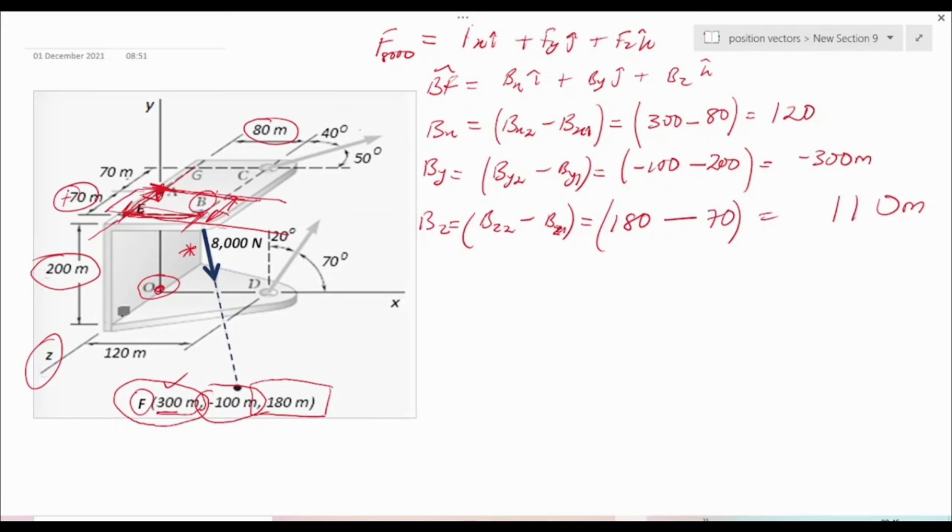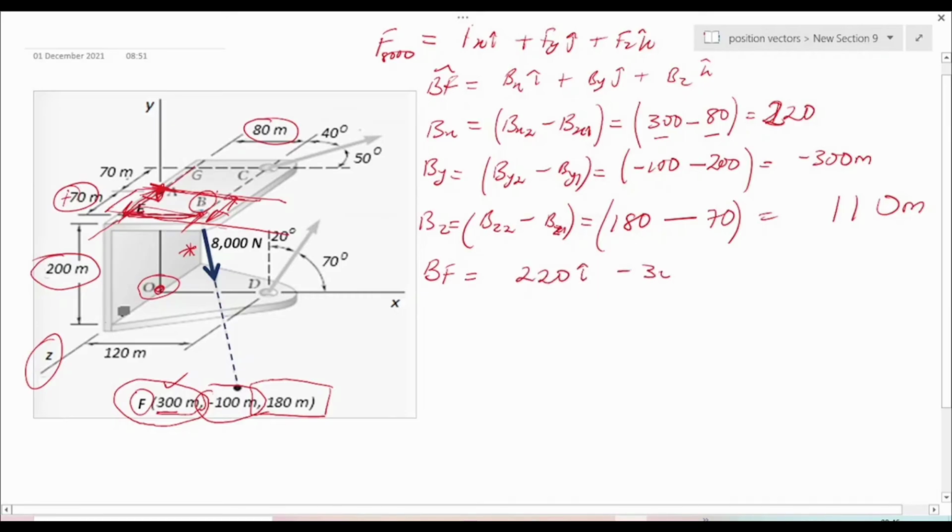So a slight mistake when we're looking for BF. We had that this is 300 minus 80, and it's not 120, but it's supposed to be 220. So our displacement vector BF becomes 220i minus 300j plus 110k.